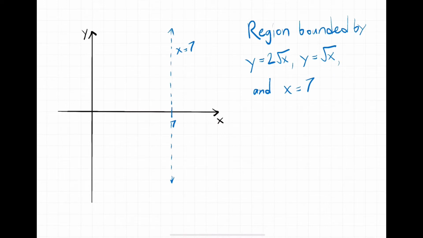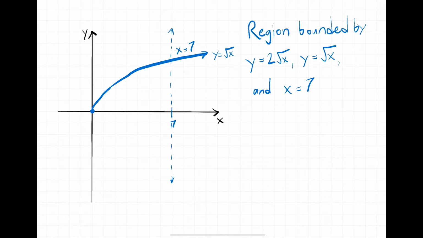As we know, that is the top half of a parabola that opens sideways to the right on the x-axis. It will go through the origin. In fact, the vertex is at the origin. And it will go slightly vertical, and it will curve over like this. It's concave down, but has a positive slope. y equals the square root of x.